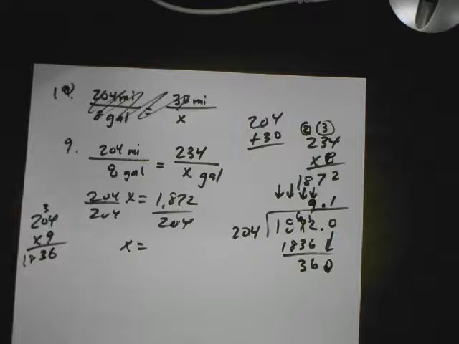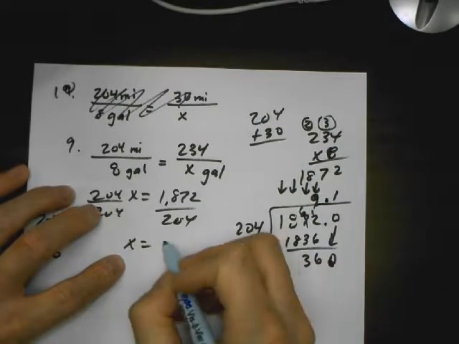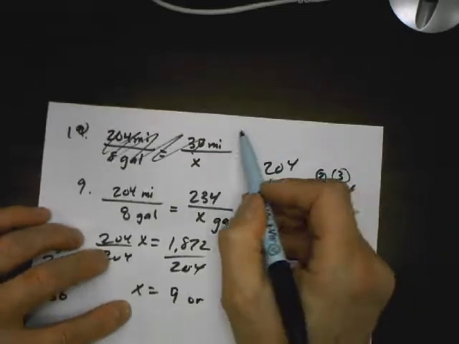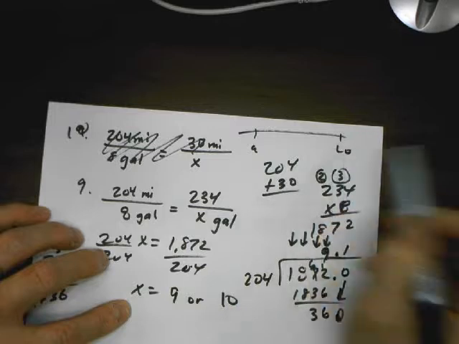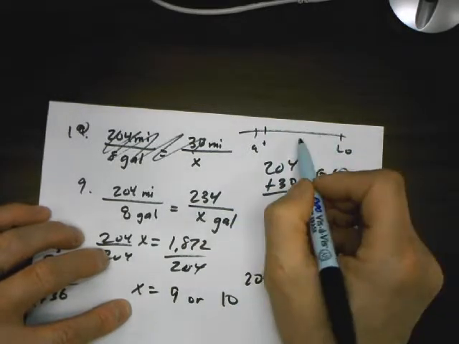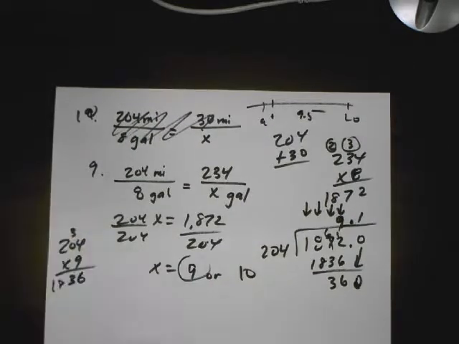Okay, it says round to the nearest whole number if necessary. If I'm rounding to the nearest whole number, it either stays 9 or it rounds up to 10. Depends on if it's closer to 9 or closer to 10. And 9.1 is way over here. It's not closer to 10. If it's 9.5 or higher, I round up. So I say about 9.